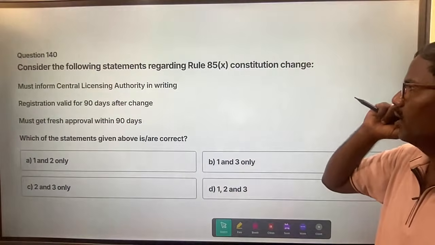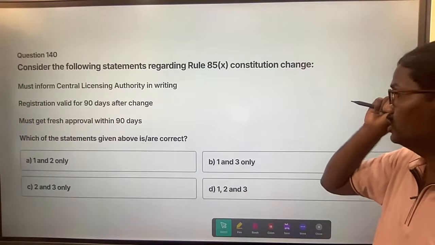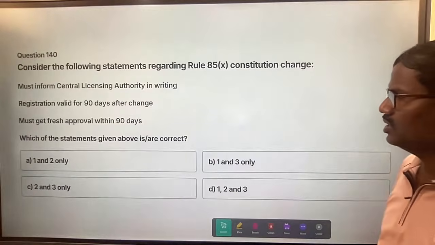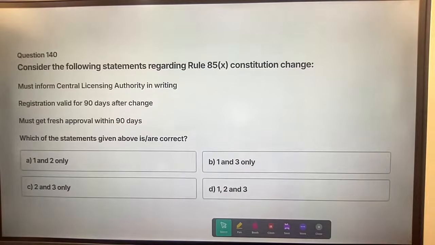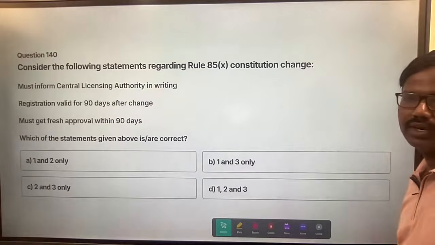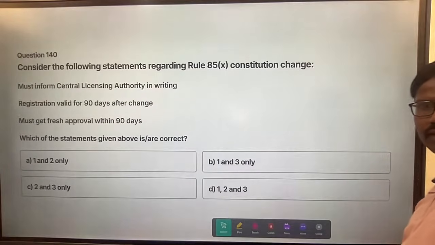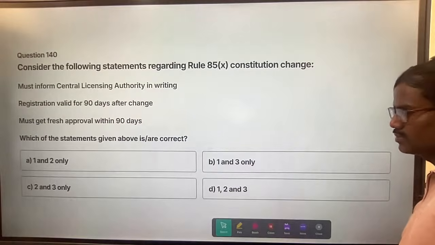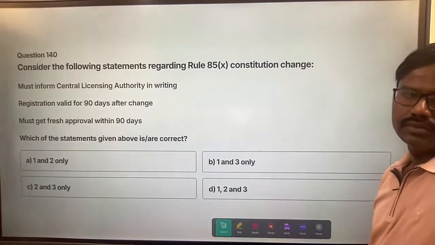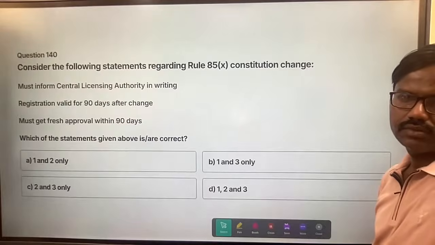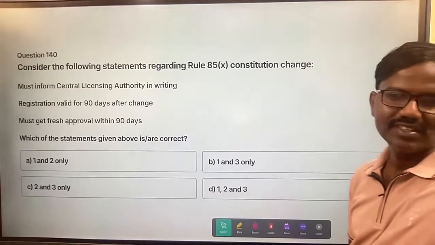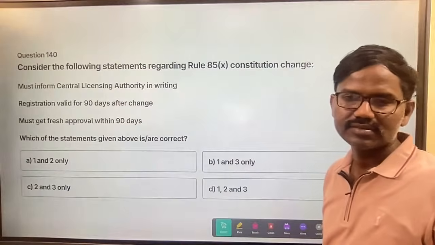Consider the following statements regarding Rule 85 constitutional change. 1: Must inform CLA. 2: Registration valid for 90 days after change. 3: Must get fresh approval within 90 days. Which are correct? 1 and 2, 1 and 3, 2 and 3, 1 and 2 and 3. Answer fast. Please write the question number, then answer.